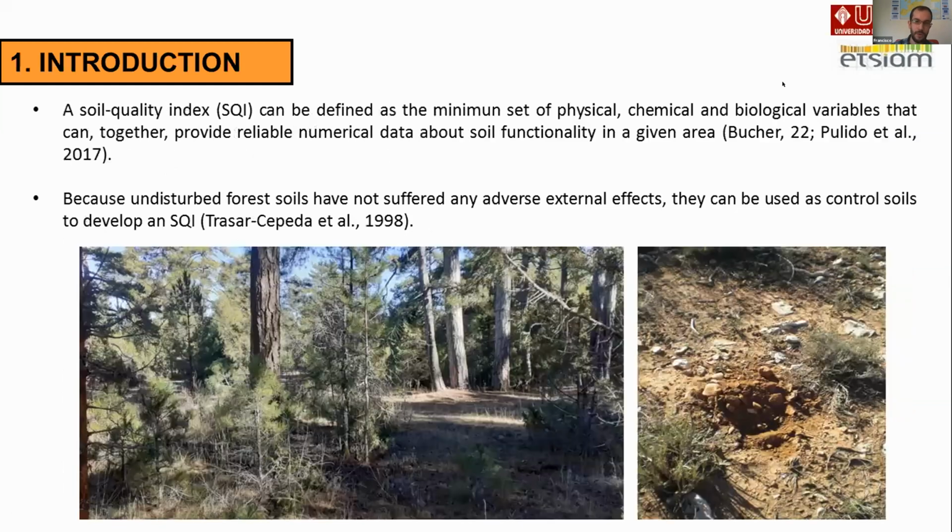And how can we define a soil quality index? So we can say that this index is like a group of data, a minimum set of physical, chemical, and biological variables that when we use them together can provide us with reliable numerical data about soil functionality in a given area.